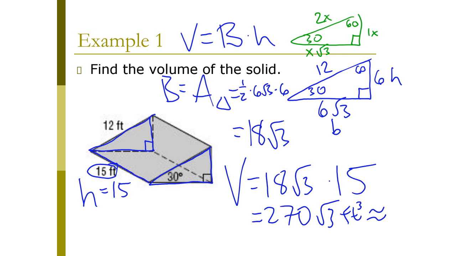So 270 times the square root of 3 is going to give me 467.65. 467.65 feet cubed. So if I were plugging this into a Google form or whatever, where it asks you to round to the nearest 10th or 100th place, whatever it is, I would go ahead and plug that in my calculator and round. Awesome.